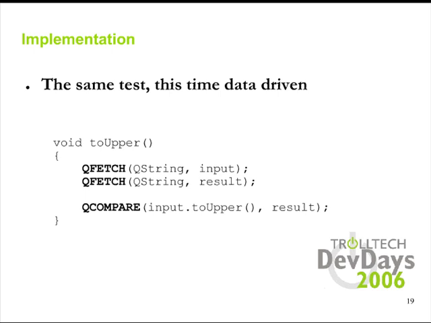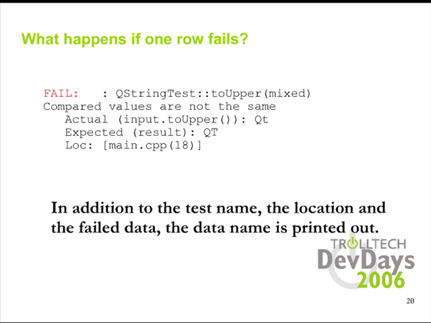So if a row fails, we actually see, okay, our QString test toUpper, and this is the tag name, so the mixed case failed. We got a lowercase q and a lowercase t, and we expected an uppercase Q and an uppercase T, and the location is main.cpp, line 18. If you run it in KDevelop or in Visual Studio, you click on this line and you will be brought to the position where it fails. You know it's the mixed test data and you can start fixing the code or the test. Well, yes, of course, the test could be wrong too.